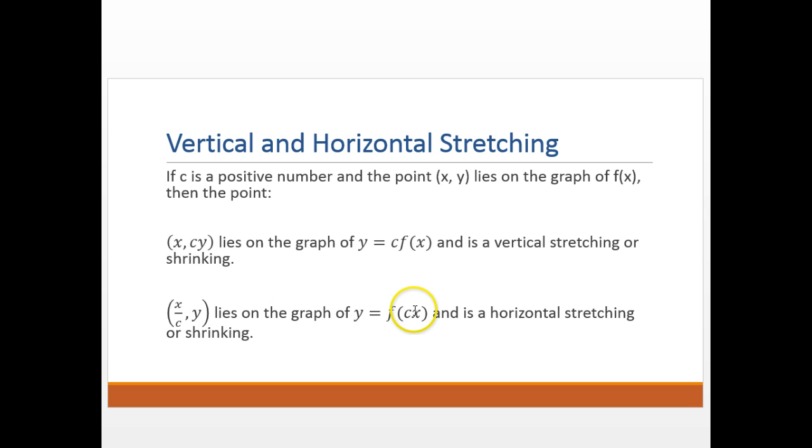Now, if I put the c on the inside, y equals f of c times x, this is a horizontal stretching or shrinking, and the point x over c comma y lies on this graph. Let's see how this works.